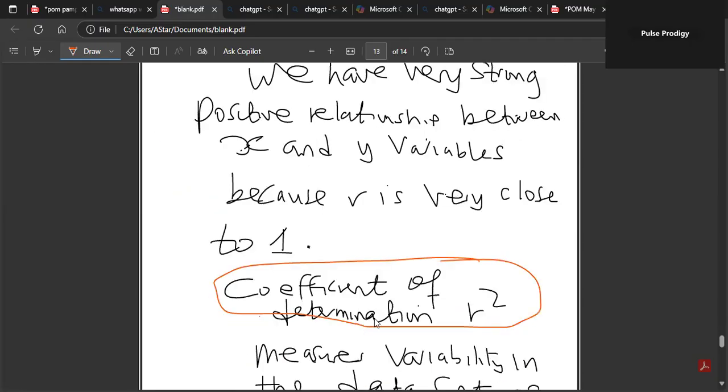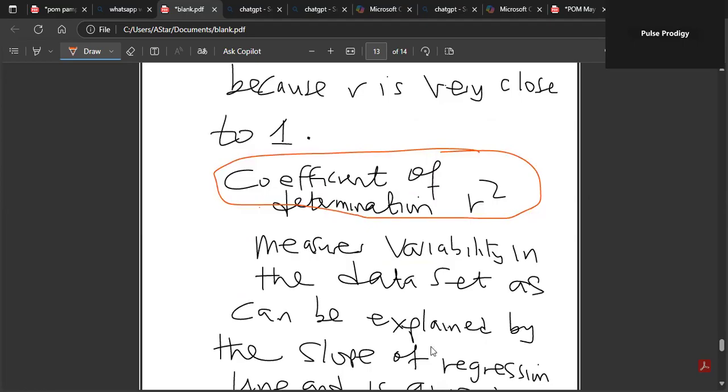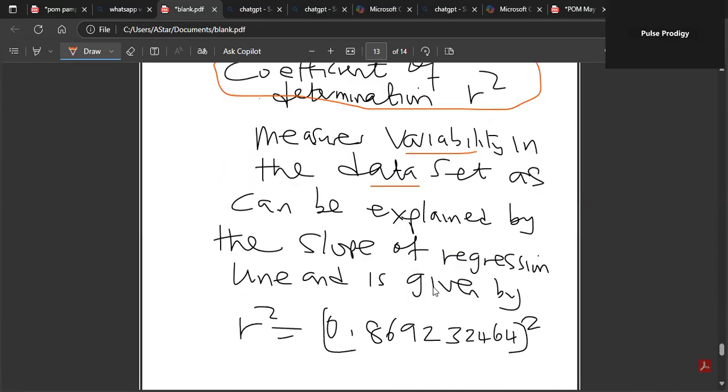If you want to find the coefficient of determination, it is R square, which measures the variability in the data set as can be explained by the slope of the regression line. Okay, so this is what we have concerning forecasting.